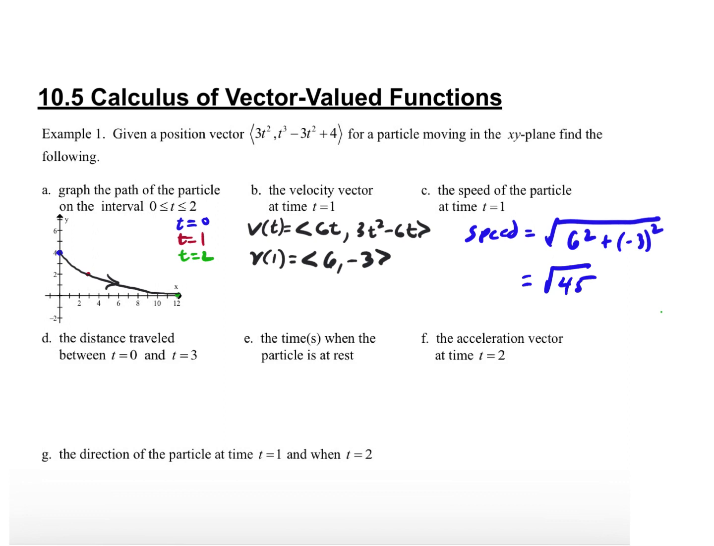Distance traveled, okay? So that's where we're talking about integration. And so having the velocity vector is important. We're just evaluating this between 0 and 3. You could simplify this stuff if you wanted to, or you could enter it directly in the calculator like this. Just again, be really careful with your parentheses and make sure that it's all under the radical.